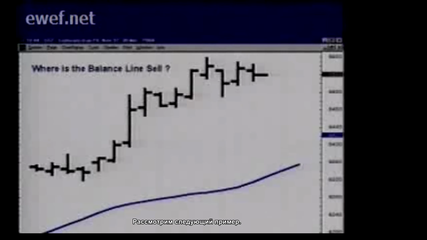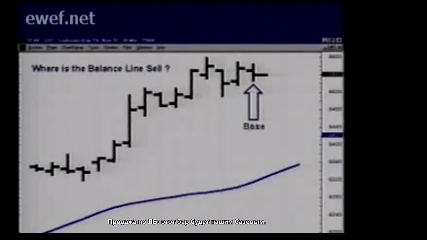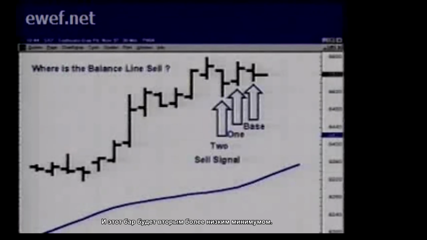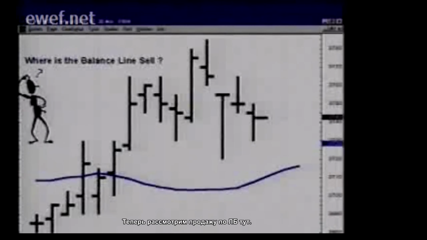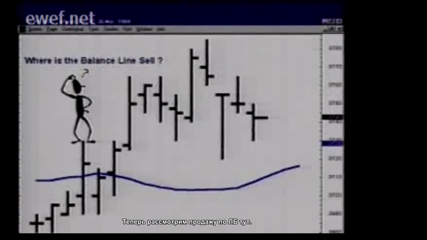Let's take another example. Where is the balance line sell in this chart, looking at this current bar? The balance line sell, that would be our base. This would be our first lower low, and this would be our second lower low, and that is our sell signal.